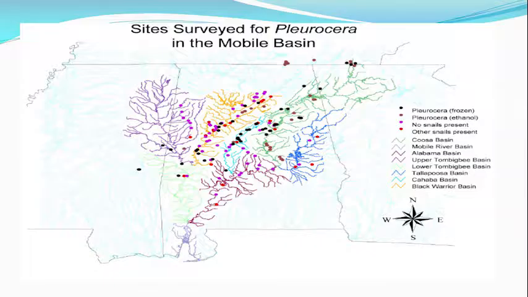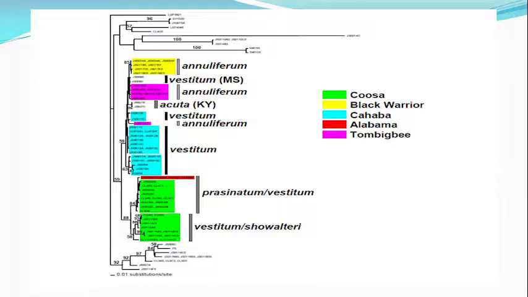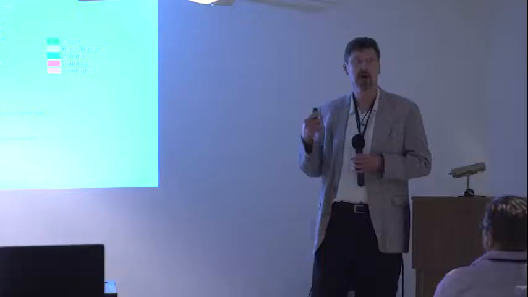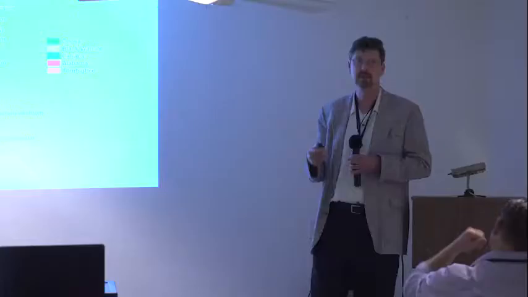So Jeff went out, and I helped, and collected snails from throughout the basin. And here's a tree based on 16S, cytochrome oxidase 1. And what you can see, if you look at the names, here's annuliferum, here's annuliferum, here's annuliferum, here's vestidum, here's vestidum, here's vestidum. When you see taxonomically that units aren't grouping together, like all the vestidum come out together, then those are unnatural groups. They're not monophyletic. It's not following traditional taxonomic boundaries the way they were initially recognized.